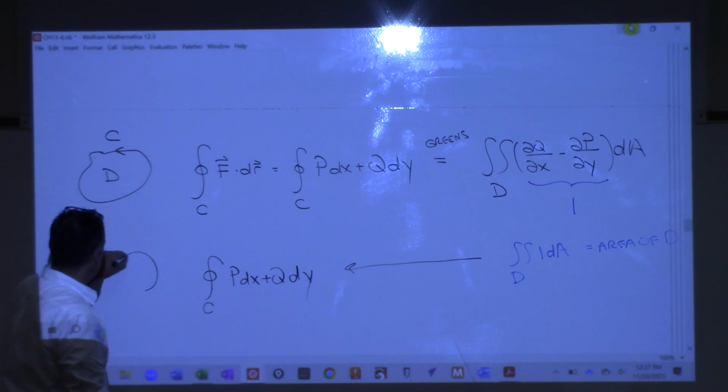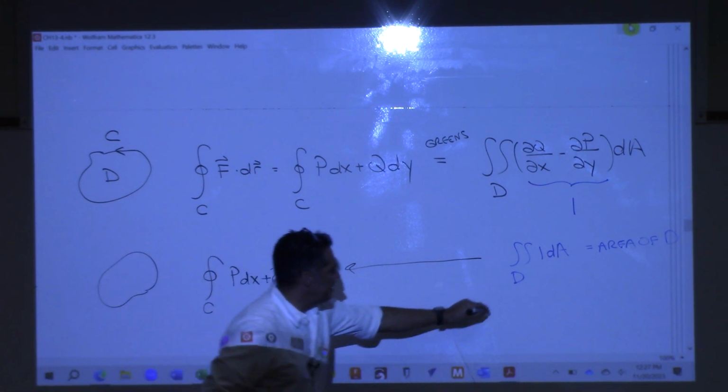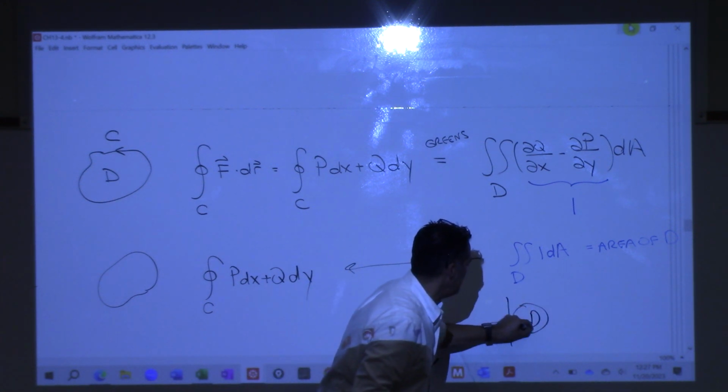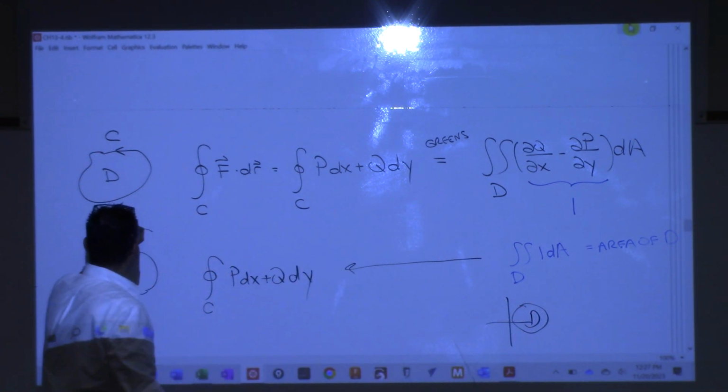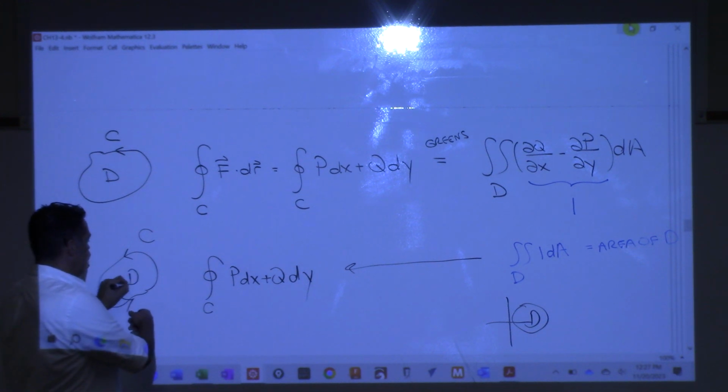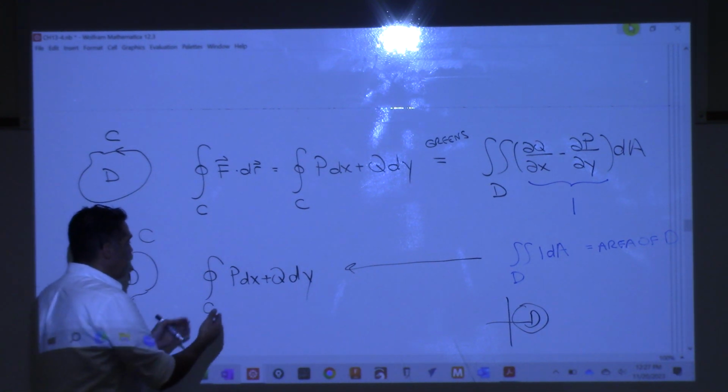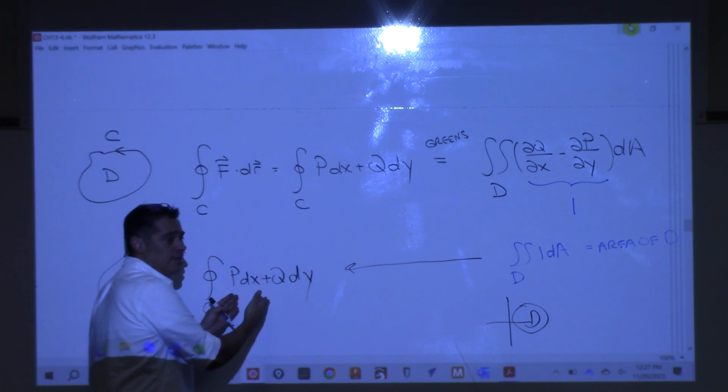And P and Q, we start out with D. They give us D, right? D is here. And then we say, okay, well, what's the C that goes around D? But we need to know P and Q to do this. Well, what P and Q do you put here?